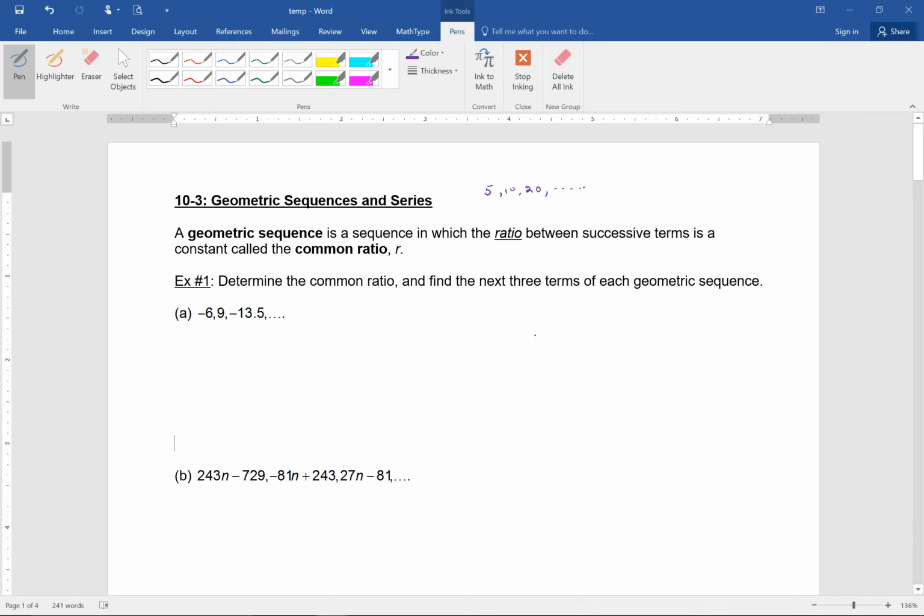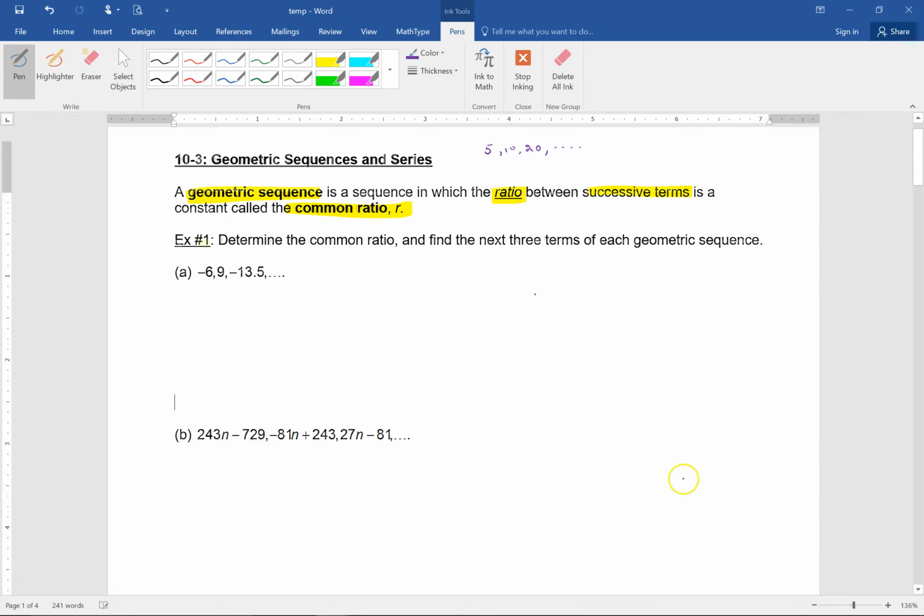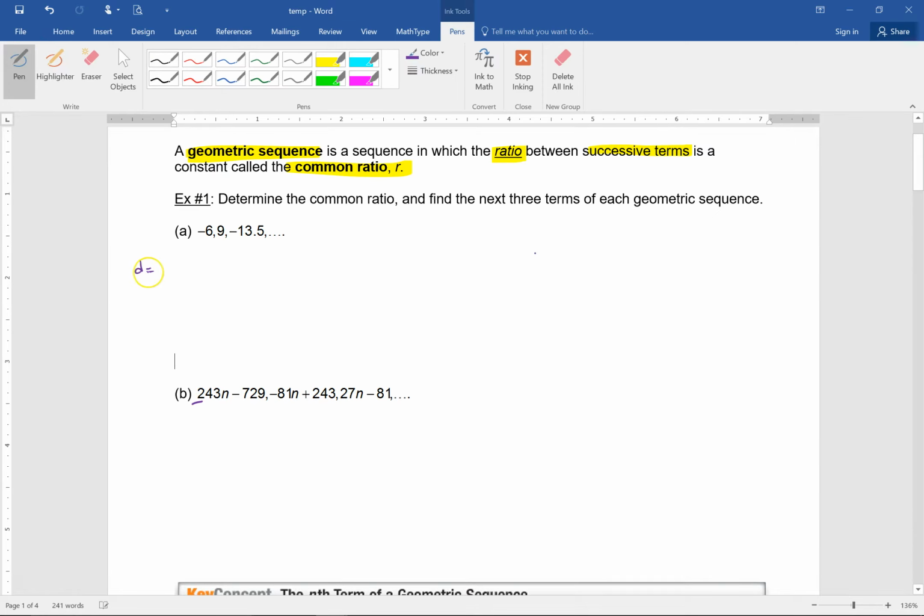That's a geometric sequence. In a geometric sequence, the ratio, not the sum, but the ratio between successive terms is a common ratio called r. Okay, so in this case, we want to find the common ratio and the next 3 terms in the sequence. Whereas before we had d, now we have r, and it's not a2 minus a1 this time, it's a2 divided by a1. So in this case, it's 9 divided by 6, which is negative 3 over 2, or negative 1.5.